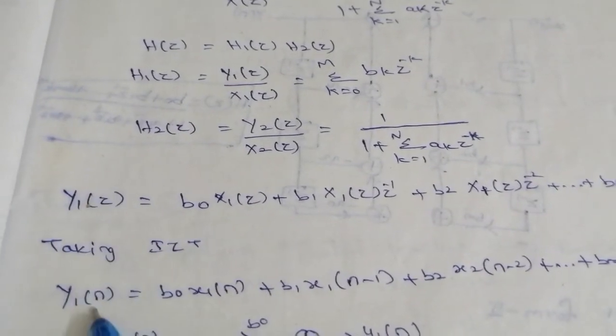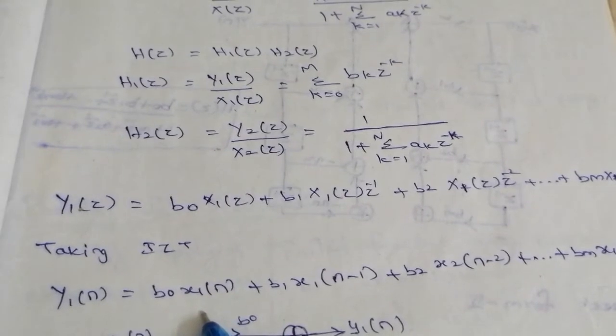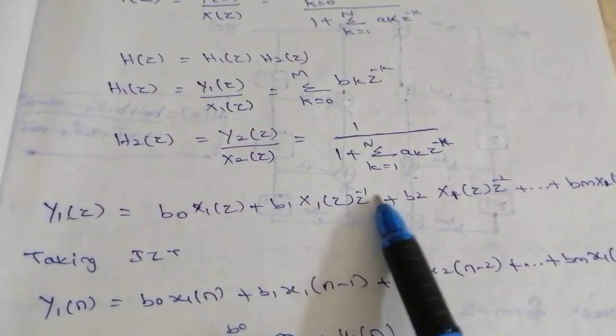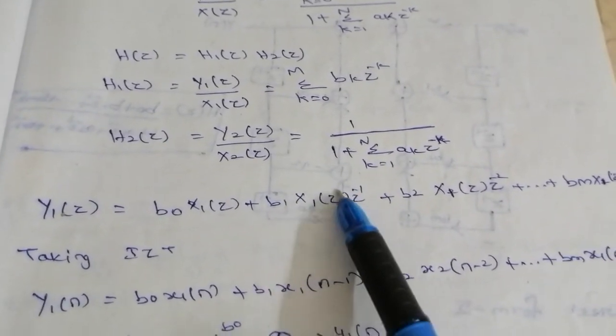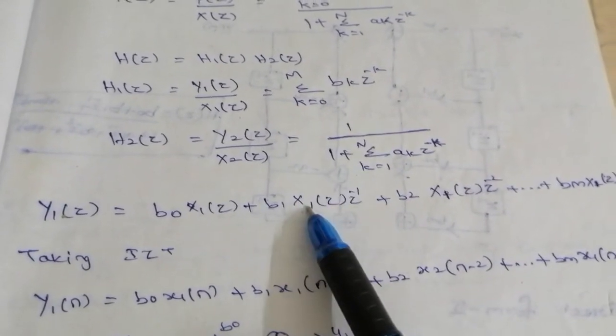So frequency is converted into time domain. So p0 X1(z) is nothing but x1(n). Then p1 X1(z) into z power minus 1, that is nothing but delay, right? This X1(z) is multiplied with the delay element, so the output is x1(n-1).